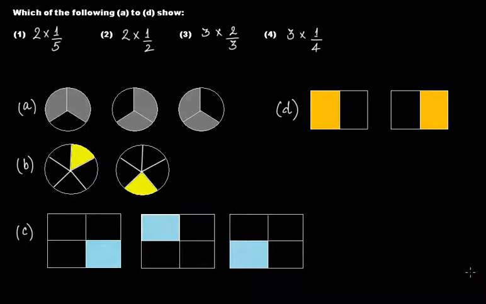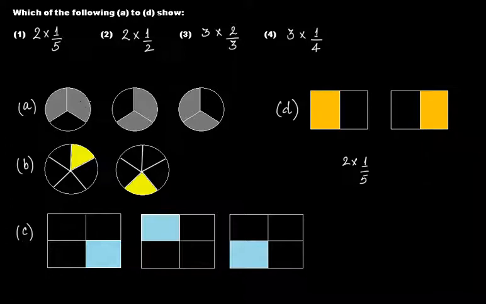In this video tutorial, we are going to discuss some problems on multiplication of a fraction by a whole number. Which of the following, figures A to D, show these? These figures correspond to any one of these, and you have to find that. If this is 2 multiplied by 1 by 5, what does it tell you? It tells you that you have something, 1/5, that is 2 times.